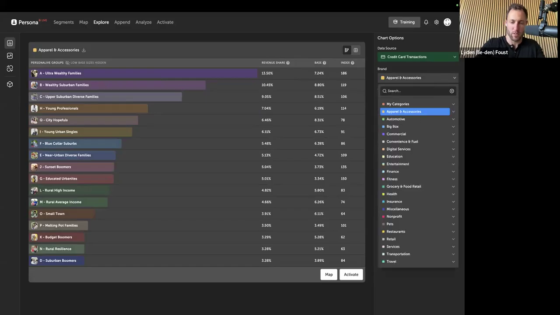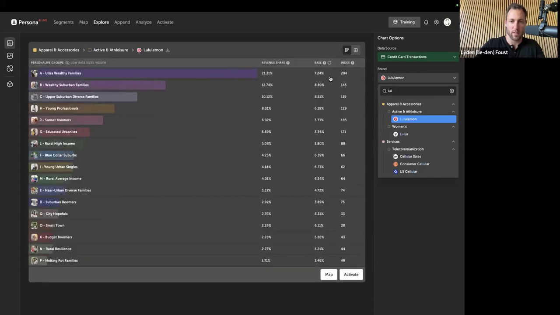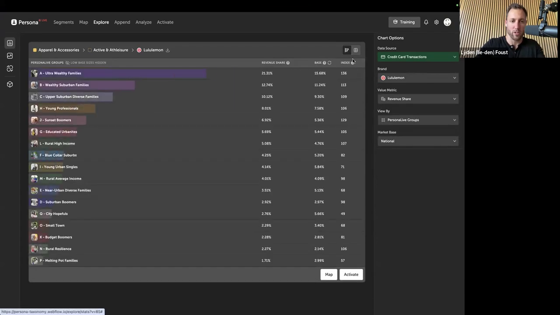Let me go to Lululemon and do that again. Okay, so I can change the base to active and athleisure. So we can see ultra wealthy families make up 15% of all active and athleisure spending. So you can get specific indexes that way.